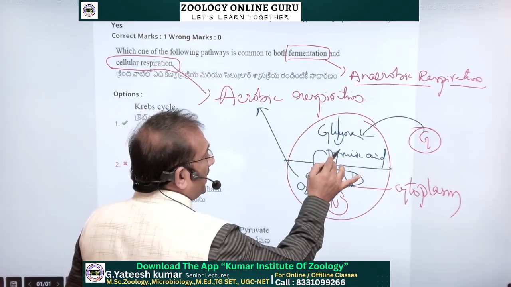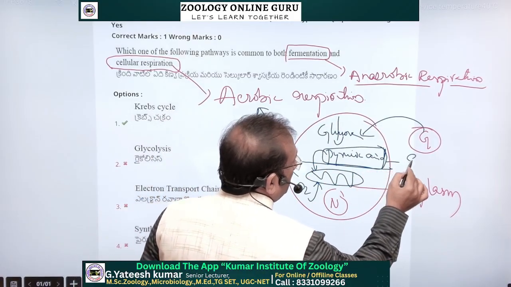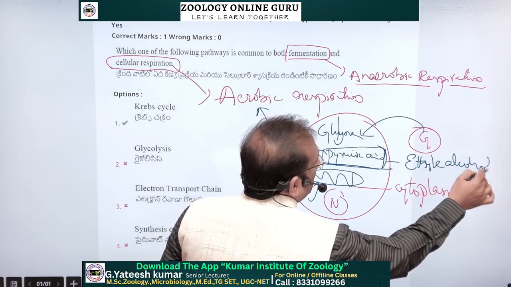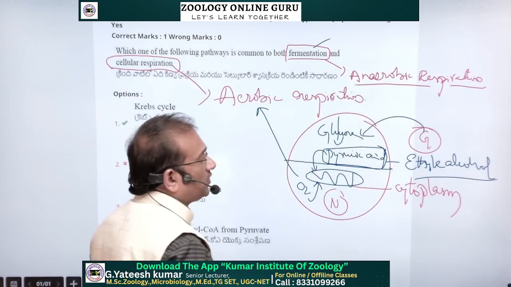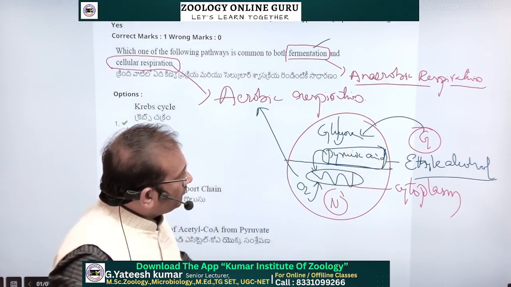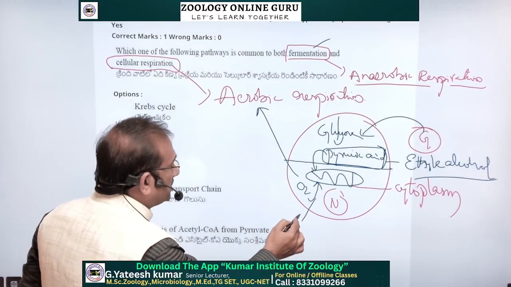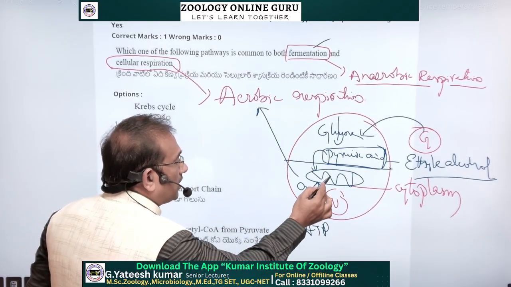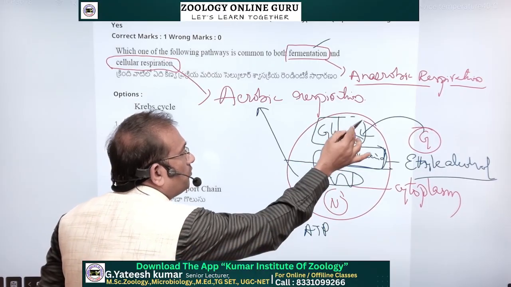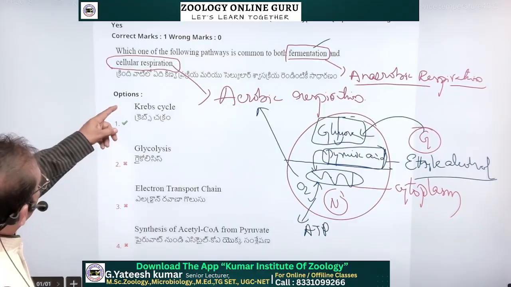Glucose breakdown and conversion of the pyruvic acid to ethyl alcohol is known as fermentation. So glucose breakdown and formation of ethyl alcohol, otherwise glucose breakdown and formation of ATP by using the mitochondria, whatever it may be, the first step is the breakdown of glucose. So the option is glycolysis.